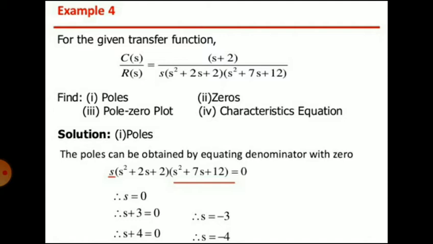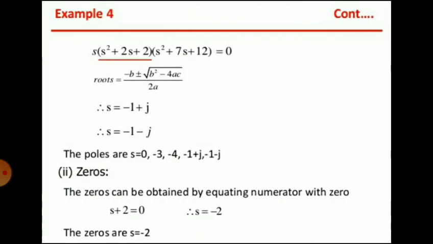So s equal to 0, then the last term, that is s square plus 7s plus 12. The factors of this term are s plus 3 into s plus 4. So the roots are s equal to -3 and s equal to -4. The remaining term is s square plus 2s plus 2. This is the term given, and find out the roots for that equation.